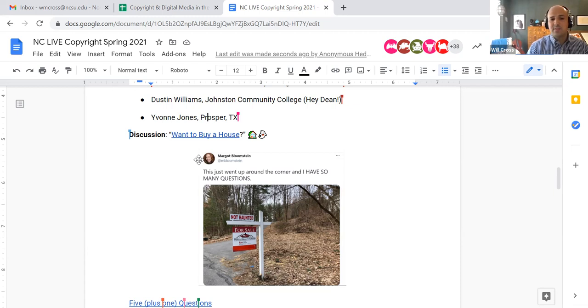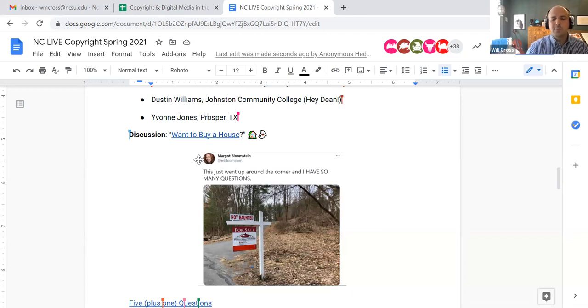So what that means in this case is probably that the for sale sign in the picture is protected by copyright, at least a little bit. There's not a lot of originality in the image of the houses there, but there's maybe some. There's a separate level of copyright in the photograph that this person took. And there's maybe sort of a third layer of copyright in the text above the photograph. This just went up around the corner and I have so many questions.